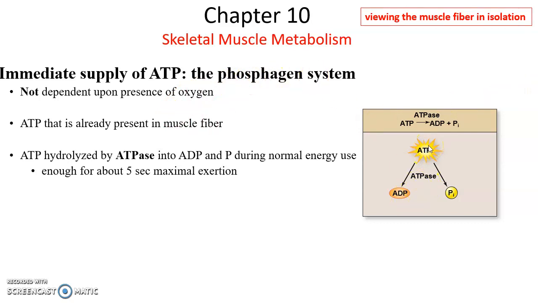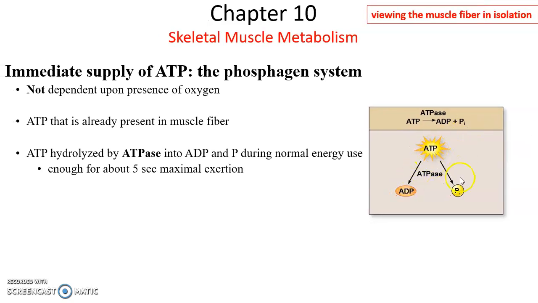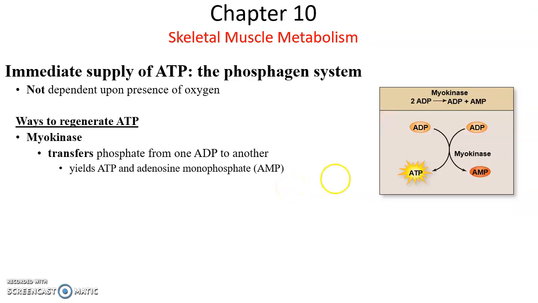So, immediate phosphagen system. Basically, there is ATP already present in the sarcoplasm, and it can be used by the muscle fiber. So it can be broken down and used. There's probably enough ATP in the muscle fiber for about 5 seconds of contraction. How do we regenerate it? Well, there are kinases. Myokinases will transfer the phosphate from one ADP to another ADP to give us ATP and AMP. So adenine diphosphate becomes adenine triphosphate. The other adenine diphosphate becomes adenine monophosphate.